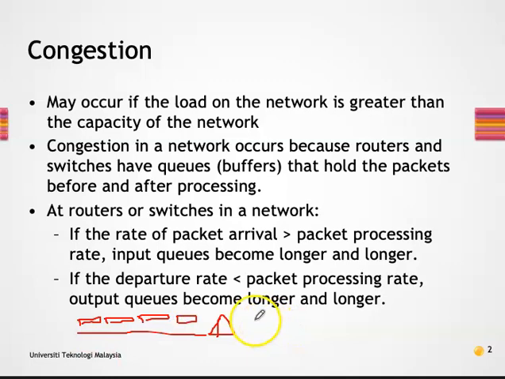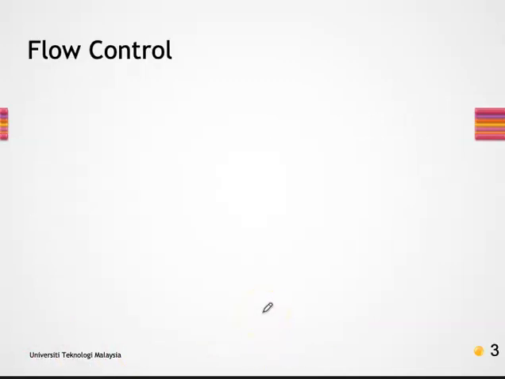In another example, the departure rate means the rate at which the packets at the switch are waiting to be departed or transmitted to the next switch or to the destination. If the departure rate is lower than the packet processing rate, output queues become longer and longer. So this will also result in congestion. To treat the cause of this network congestion, mechanisms are needed to throttle senders in the face of network congestion. Moving on to the next slide.